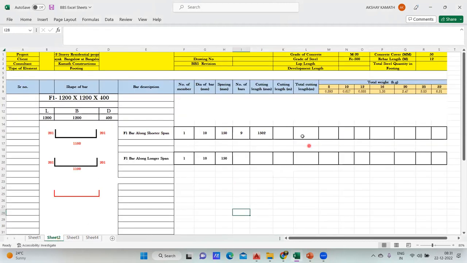Again, for the bend deduction, you have to write minus, open the bracket. How many 90-degree bends are there? One is here, the second one is here. So 2D, 2 into 2 is 4D, right? So 4 multiplied by D. What is the diameter? The diameter is 10. Don't write 10 here; link this one, the dia of the bar, and close the bracket and hit the enter button. That's it. 1462 is the cutting length after the deduction.